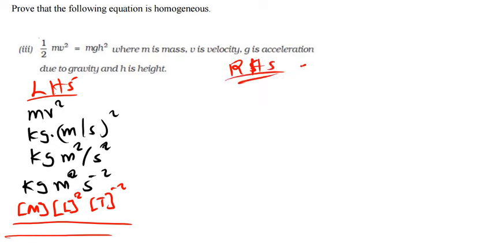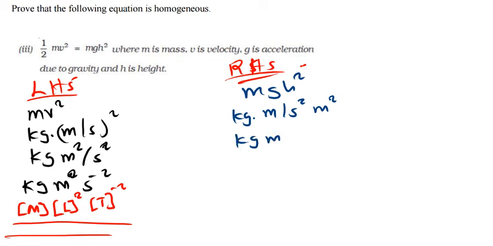Right hand side I have m g h squared. M is mass, which is kg. G is acceleration due to gravity, which is meters per second squared. H is in meters, now it is squared. This can be written as kg. M times m squared is going to be m to the power 3, then s to the power negative 2, like that.